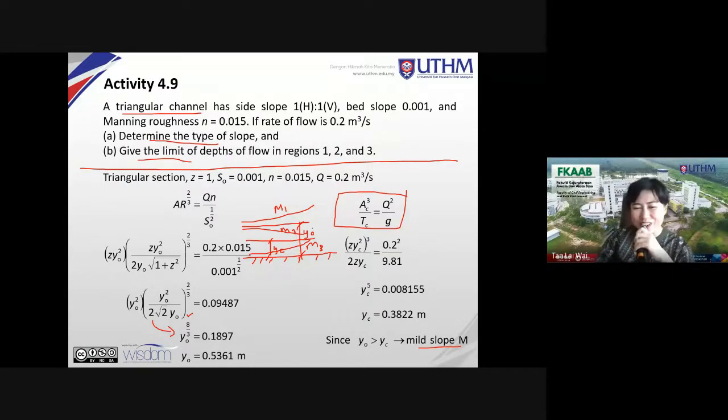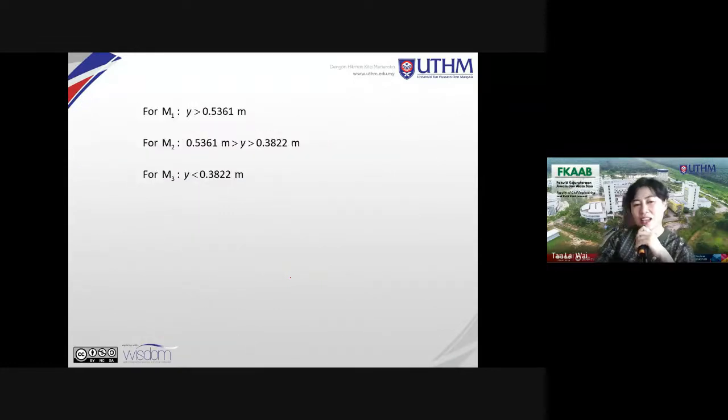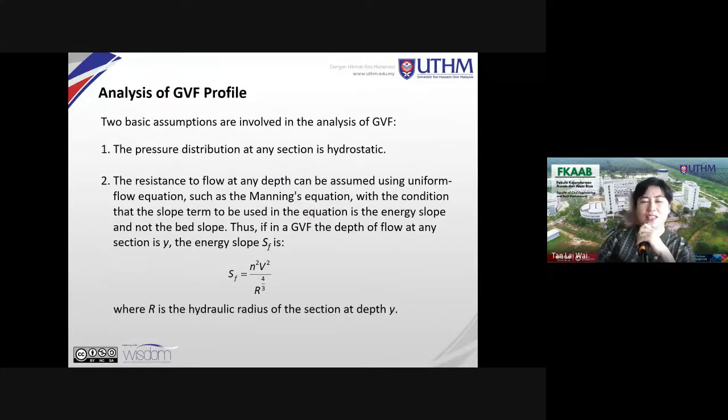So, itu jawapan kita. Dia kata give the limit, so you give the range. For M1, the depth Y should be greater than Y0. And then M2, it should be between YC and Y0. Meanwhile, for M3, the depth of flow should be less than YC. That's the answer. So, this is the one. That's how you do it.